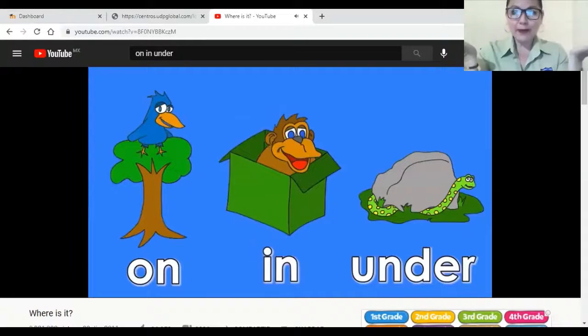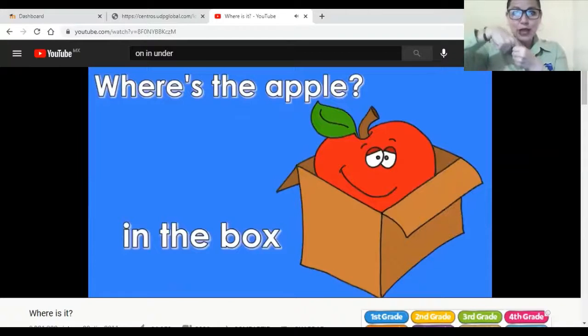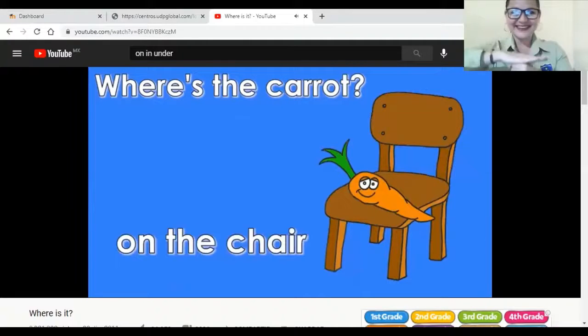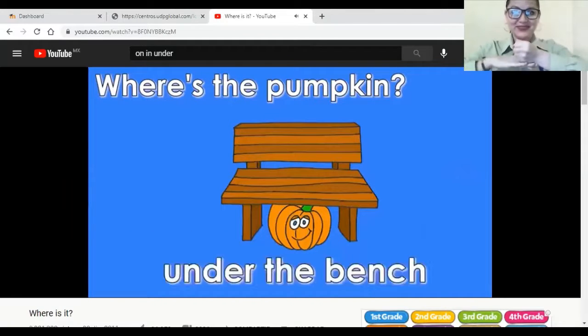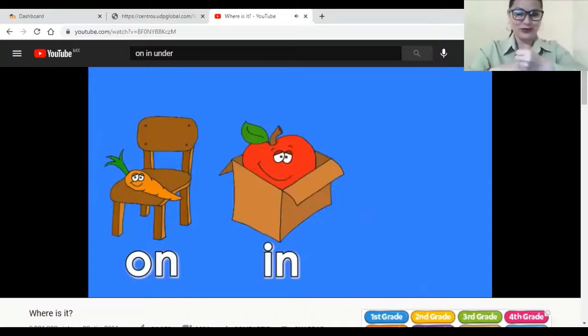Where's the apple? Where is it? In the box. Where's the carrot? Where is it? On the chair. Where's the pumpkin? Where is it? Under the bench. On, in, and under.